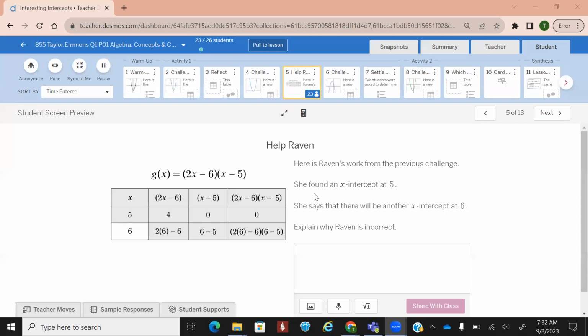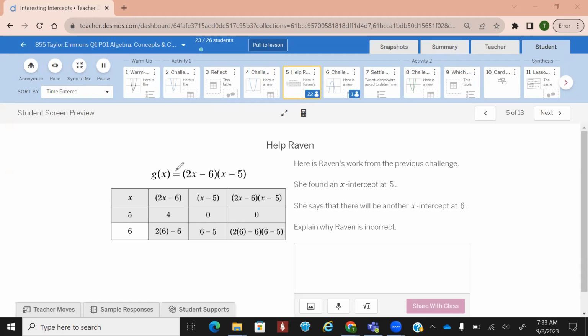Questions on that? All right, so Raven's work from the previous challenge. She found that an x-intercept is at 5. She says that there will be another one at 6. What did she do wrong? Yes, Sean. She didn't choose opposite sides.